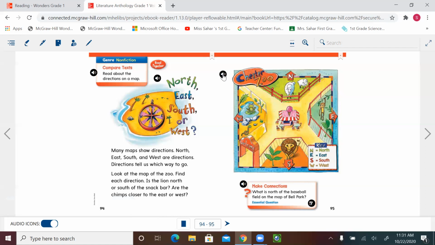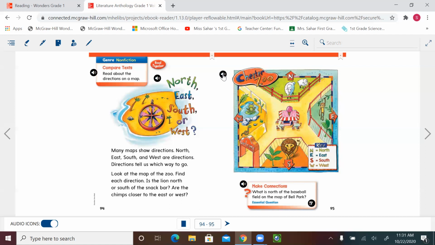So instead of writing the whole word, I say north or I say N. You see it in most of the maps, you can see that it's just written the letter N or the letter E or the letter S or W. Now I know each letter stands for what direction, which word.